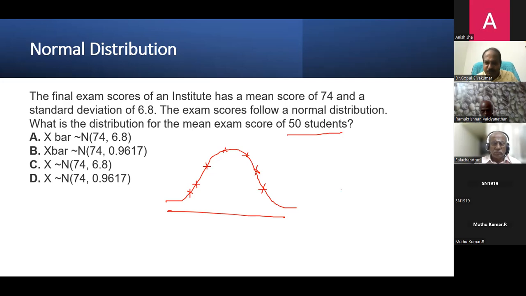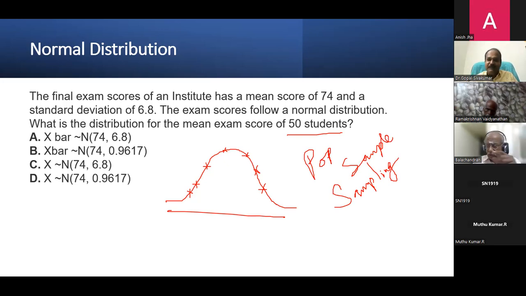So this distribution is called the sampling distribution. Hope in one of the classes we have taught you. There are 3 types of distribution. One is population. Another one is sample. Third one is sampling. What is the difference between sample and sampling? You choose 50 students and see the distribution. That is the sample.